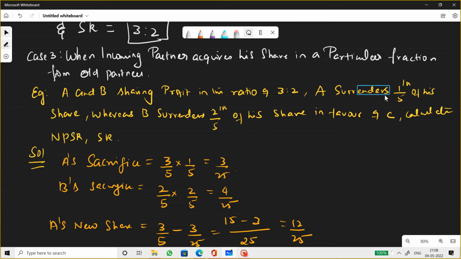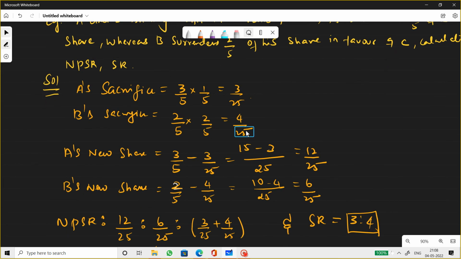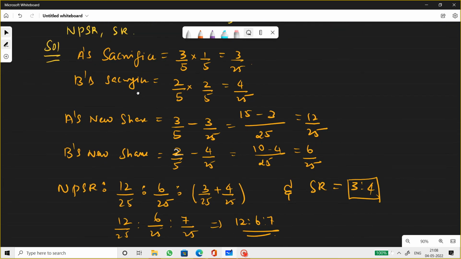Now what does A surrender? A surrenders 1/5 of his share. And what is A's share? 3/5. So A surrenders 1/5 of 3/5, which is 3/25. And therefore A's sacrifice is 3/25. Likewise for B also, 2/5 into 2/5, 4/25. So the new share will be old share minus the sacrifice, which works out to 12/25.